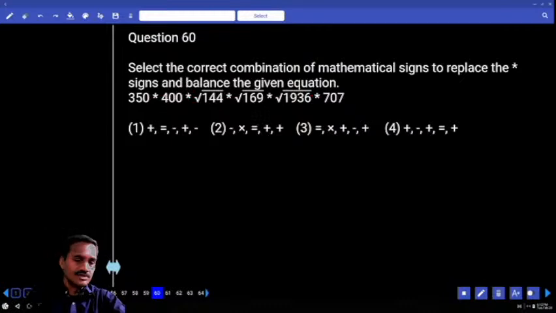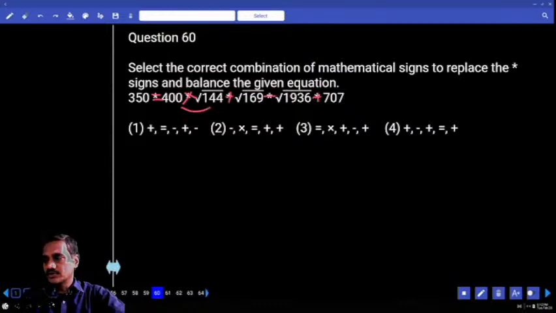Now in this choice 3, this is equals to, now into, next plus, minus, and plus. Now in this, now 300. 40 into 12 has come again. 12 into 40, 480. And 480 plus 13. And minus 44 plus 707. Is it possible? No. Then what is the next one?